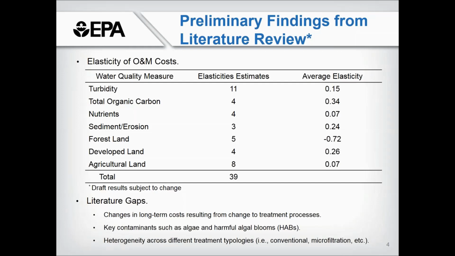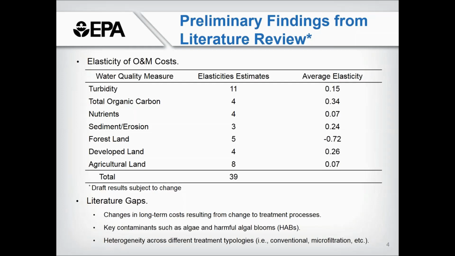All right, then on the table, you can also see corresponding elasticities for developed and agricultural land within a watershed. Notably, the average value for agricultural land is just 0.07, but this finding masks a lot of heterogeneity in the literature. Particularly high-impact practices such as those related to tillage or fertilizer applications typically have much higher elasticities.